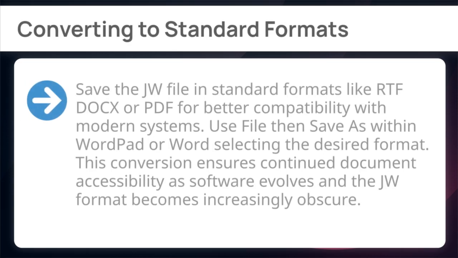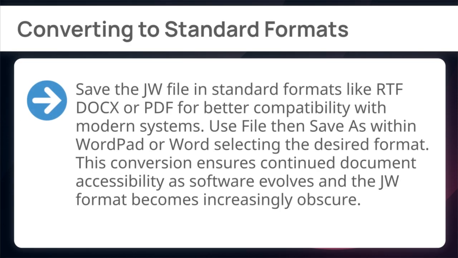Finally, converting to standard formats. Save the JW file in standard formats like RTF, DOCX, or PDF for better compatibility with modern systems. Use File, then Save, as within WordPad or Word, selecting the desired format. This conversion ensures continued document accessibility as software evolves and the JW format becomes increasingly obscure.